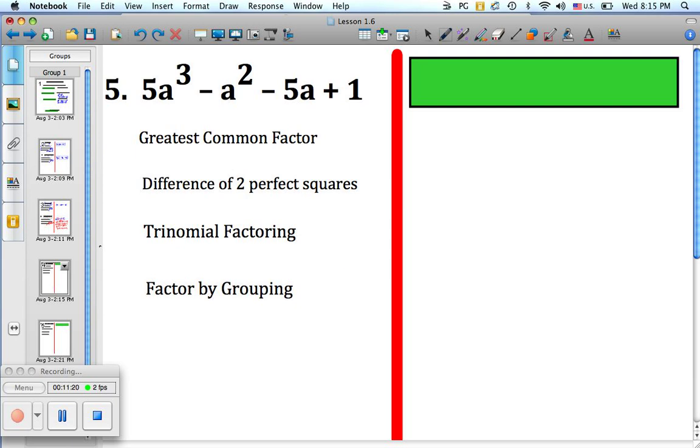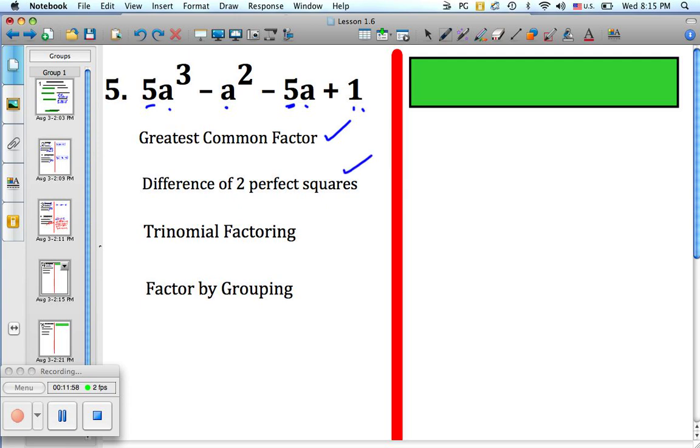Okay, onward. This is the new one. It's called factor by grouping. And you'll see why it's called factor by grouping in 2 seconds. All right, so the first thing, we still have to go through our list. Is there a greatest common factor? Almost. You see a 5 here and a 5 here, but these don't have 5s. You see A, no. So there is no greatest common factor.